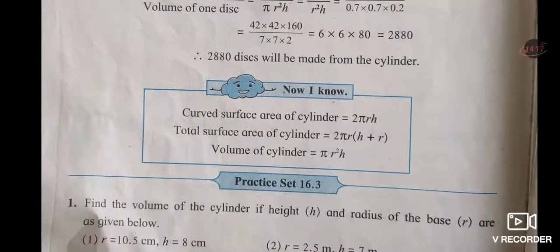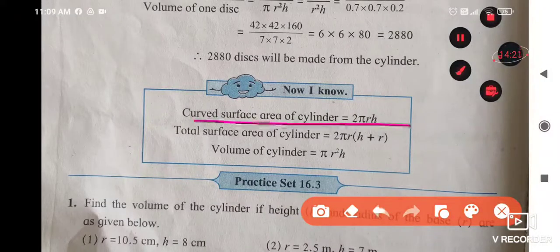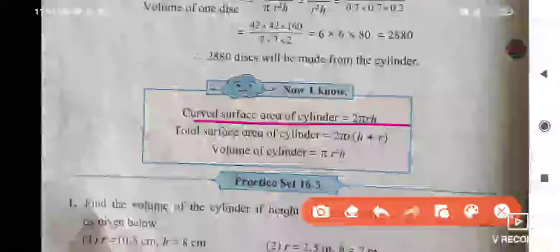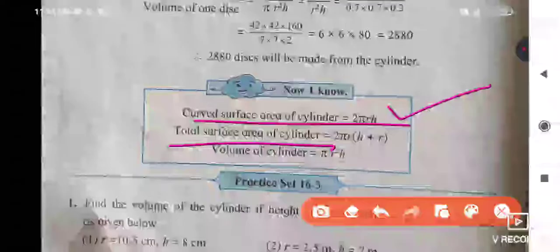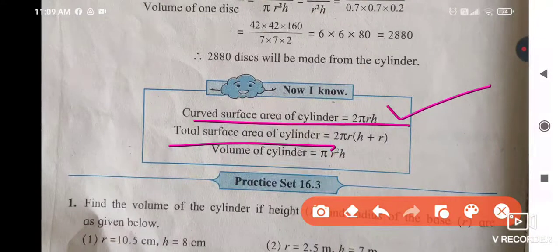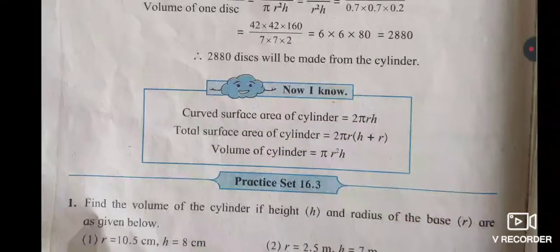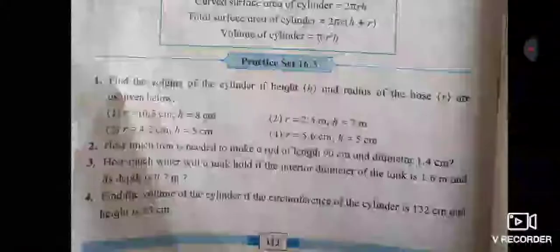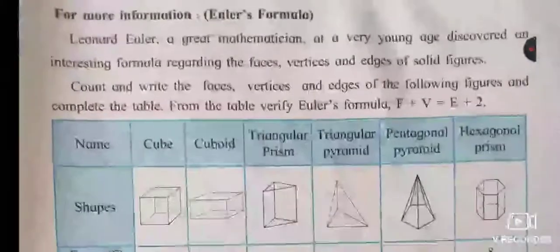Now in this lesson, curved surface area of cylinder is equal to, what is the formula we learned? 2 pi r h. You have to learn these formulas. Okay, it is very important. Total surface area of cylinder is equal to 2 pi r into bracket h plus r, and volume of cylinder is equal to pi r square h. After this example, you have to solve the 16.3 exercise.